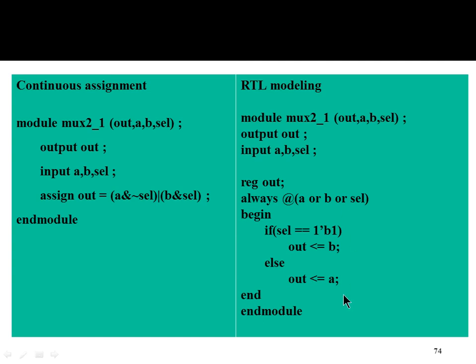So here we are using a behavioral method for implementing a 2:1 multiplexer. Any questions on this? No.